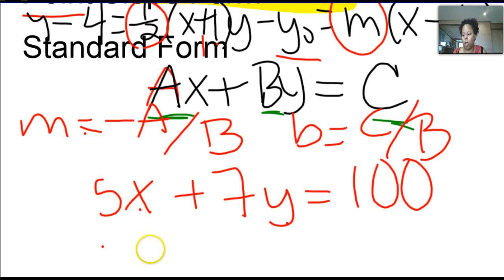I encourage you to work on the practice problems as well as review the textbook section 1.4. That's it.